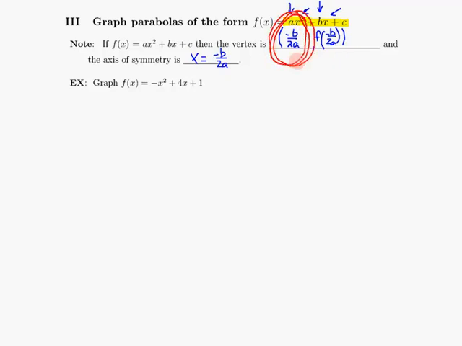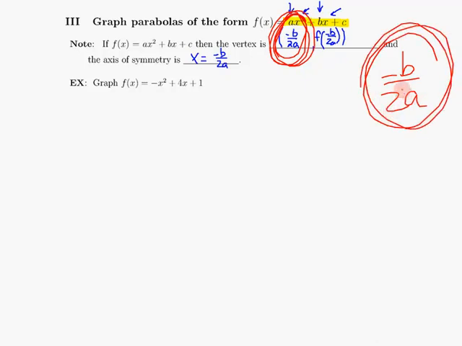In fact, this is the big thing that you've got to remember out of this section. -b over 2a. That tells you the vertex when you're in ax squared plus bx plus c. -b over 2a. That's a formula you need to remember. Okay, so for this example here, you start by finding out the a. Tells you whether it's up or down. A in this case is -1, so this is going to be a down parabola.